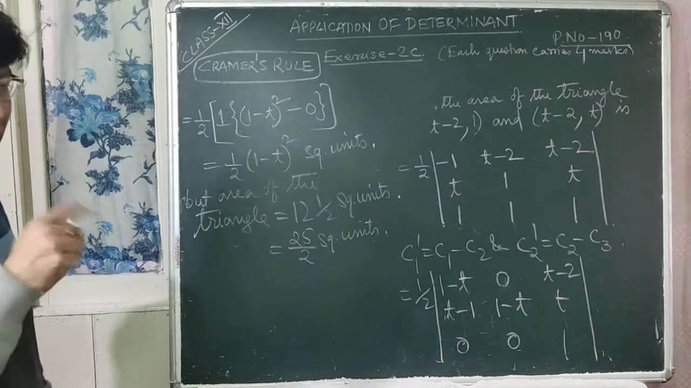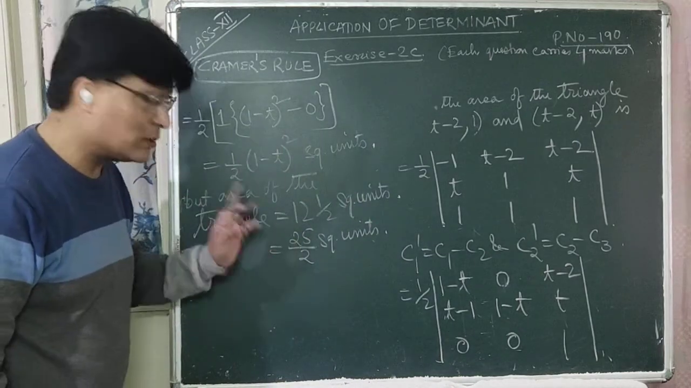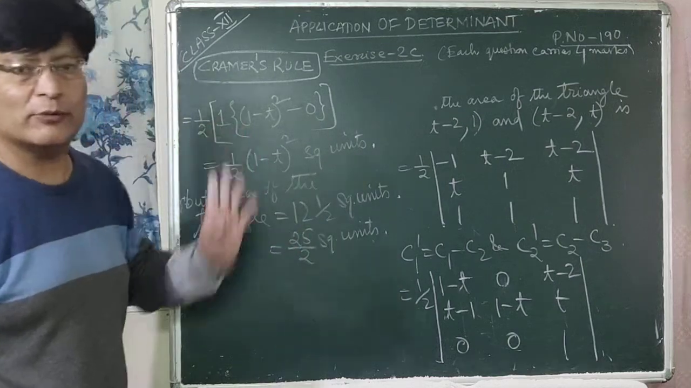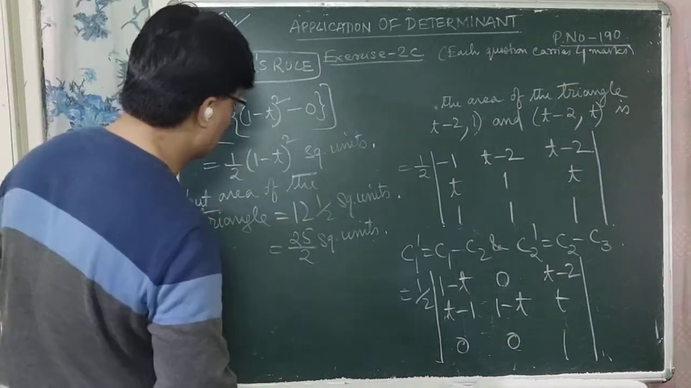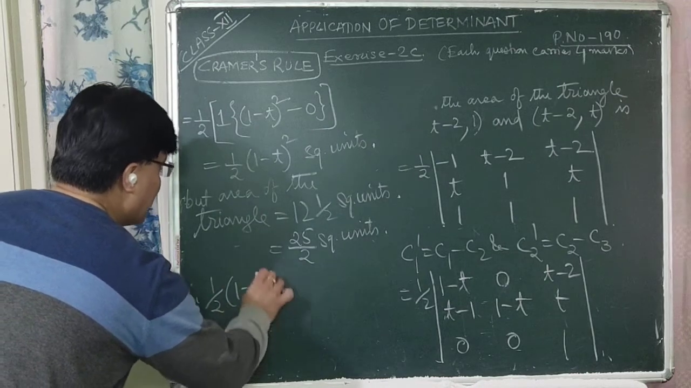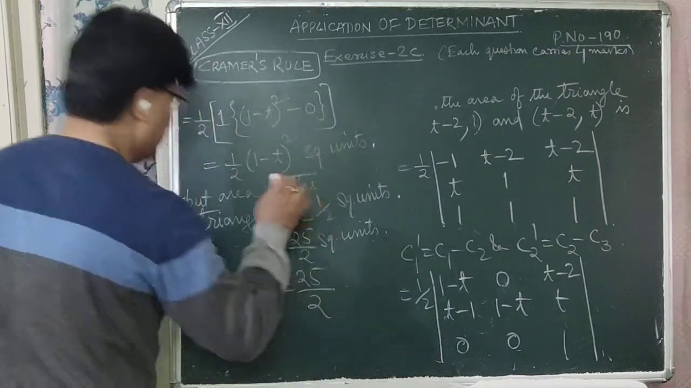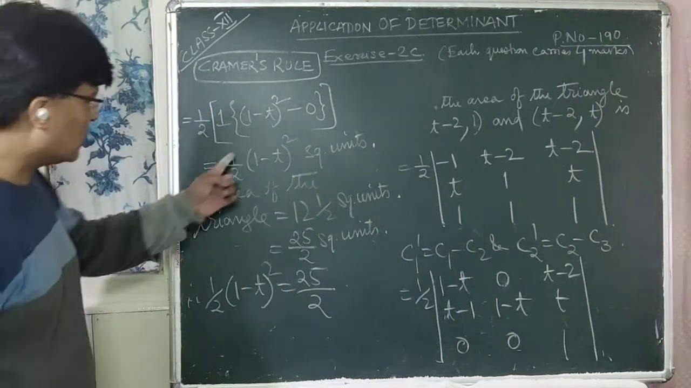ठीक छ त अघि हामीले हिसाब गरेर निकाल्यौं half into 1 minus t whole square, but by question the area of the triangle is 25 by 2 square units. So you can equate these two, right? So therefore half within bracket 1 minus t whole square is equal to 25 by 2, right? So you can equate these two.